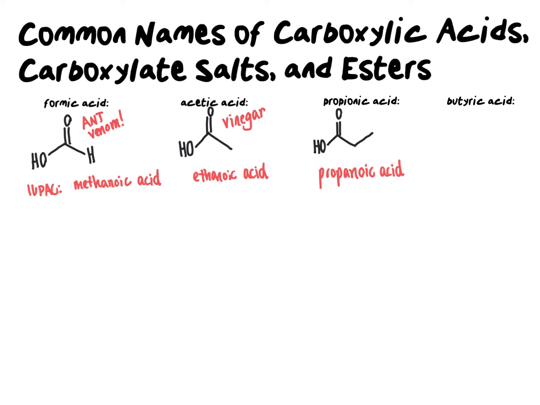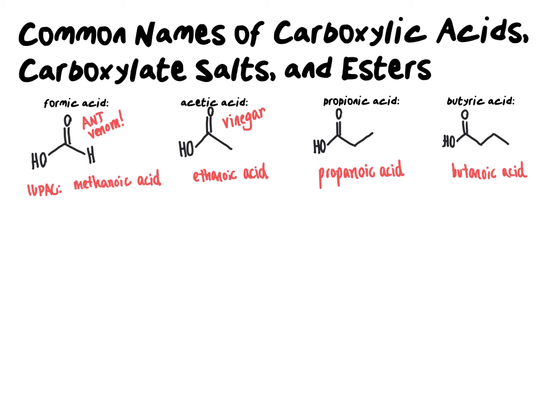And then butyric acid, the but there suggests 4 carbons, and indeed that would be correct. Butyric acid has a 4-carbon chain in total, like so. And the IUPAC name that would go along with that would be just butanoic acid. Butyric acid or butanoic acid is the carboxylic acid that is found in sweat and also a common component of some cheeses as well as butters.